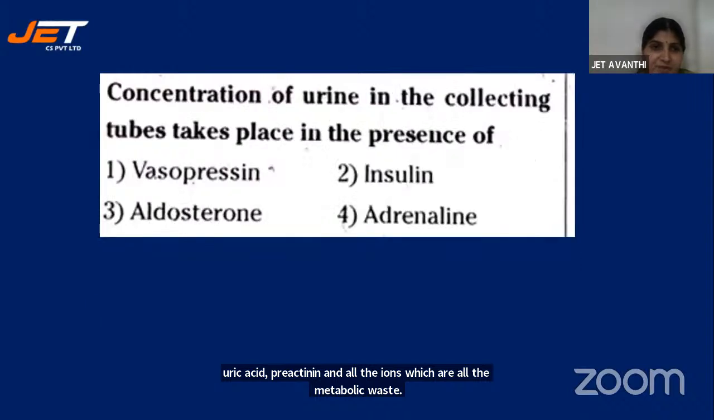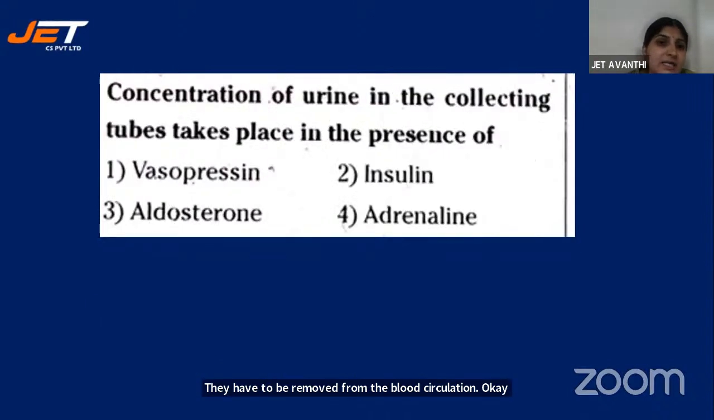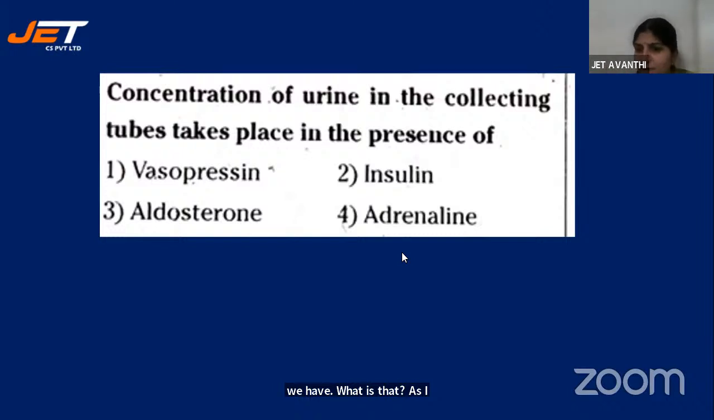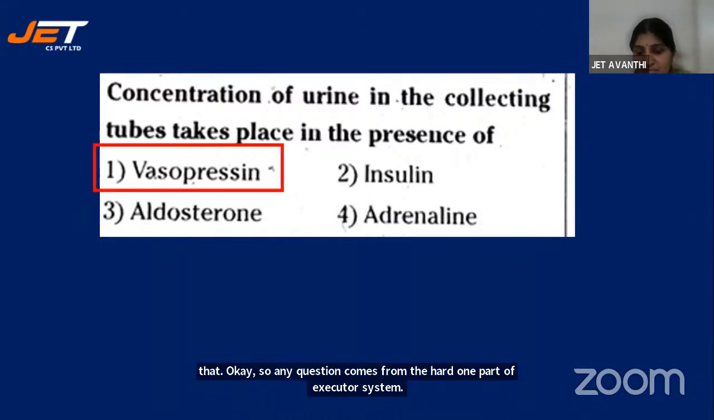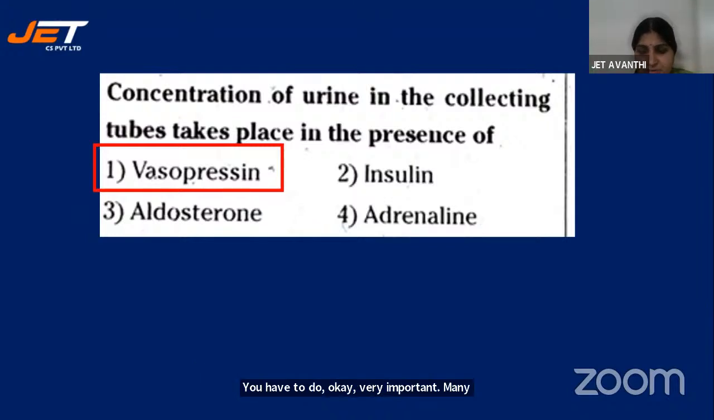Okay, next question. Concentration of urine in the collecting duct takes place in the presence of, again, only one hormone we have. What is that? Vasopressin. As I told you, whatever the question comes, it is vasopressin. Blindly, you can keep vasopressin. There is no other hormone regulating urine concentration or urine secretion, children. In the human body, only one hormone, that is vasopressin. Even I told you which gland secretes it. So any question that comes from the hormone part of the excretory system, you have to do. Okay. Very important, children. Many times asked in competitive exams.